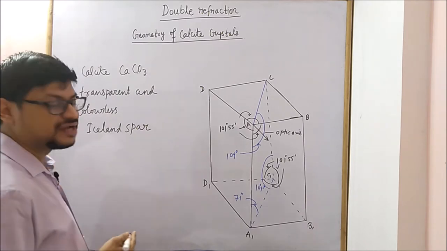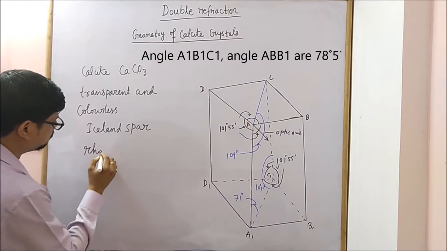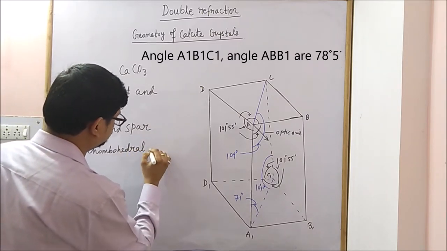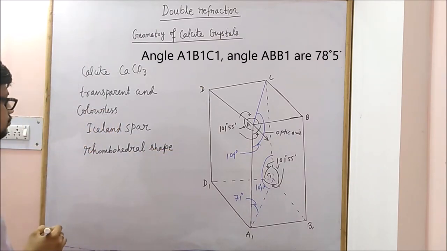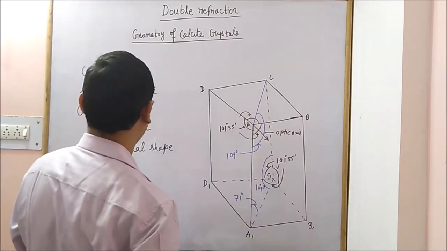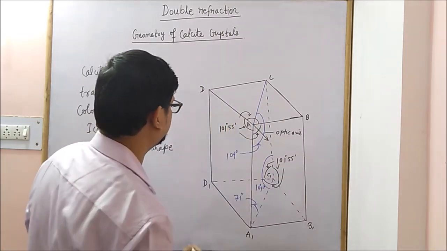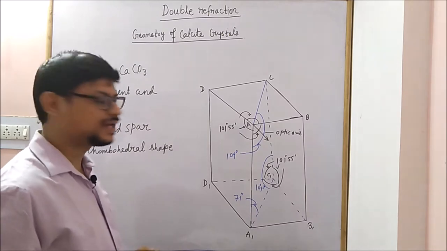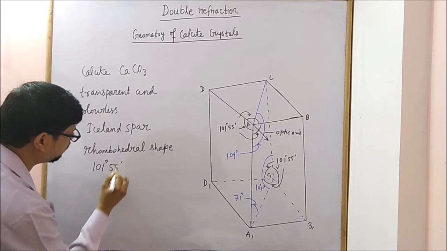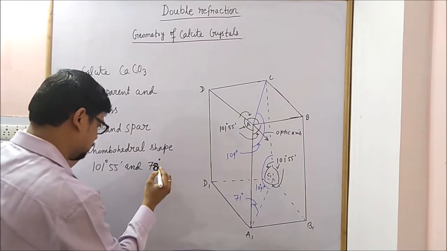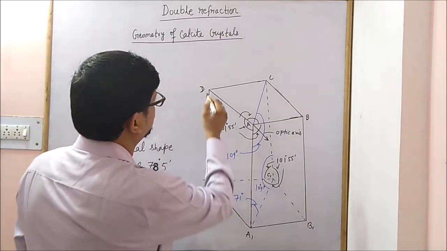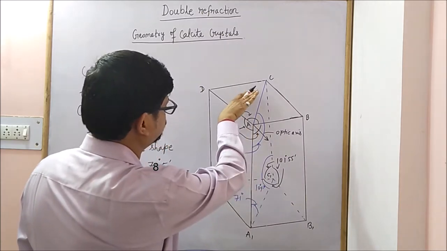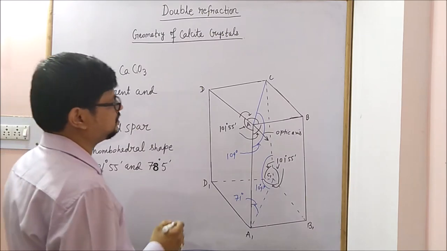The naturally occurring calcite has a rhombohedral shape. This is a crystal of calcite which has a rhombohedral shape. And this crystal is formed by six parallelogram faces having angles 101 degree 55 minutes and 78 degree 5 minutes. And there are eight corners. There are six faces: 1, 2, 3, and 4, and this top face and this bottom face, and eight corners.